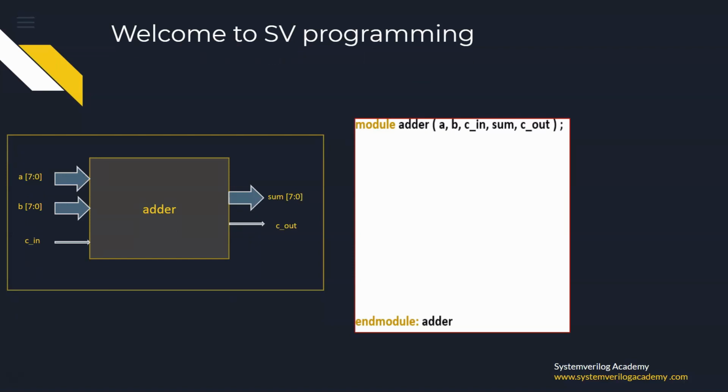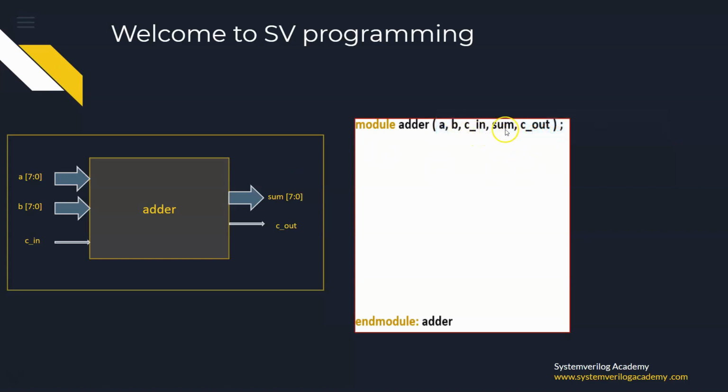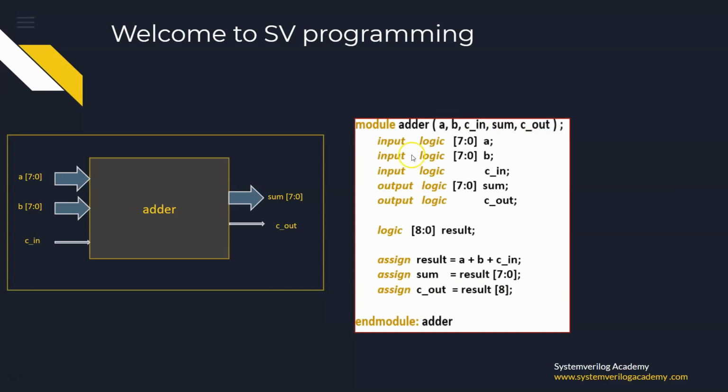Now let's see how to write a SystemVerilog program to describe this hardware behavior. So here I am writing a module. The module name is adder, and these are the ports of this module. The ports of the module, you can imagine it like the pins of the actual IC. So here the ports are A, B, Cin, sum and Cout. So this is the actual program. We will describe each and every line in this program.